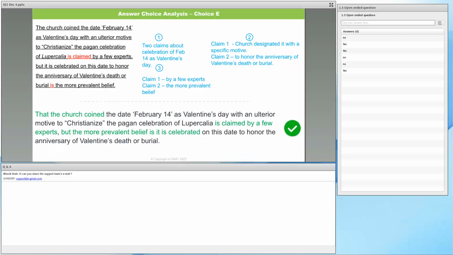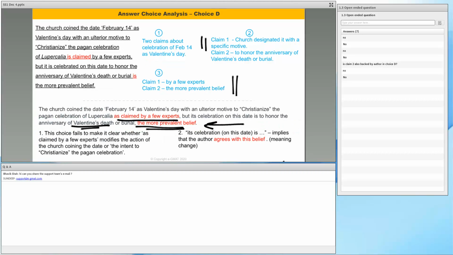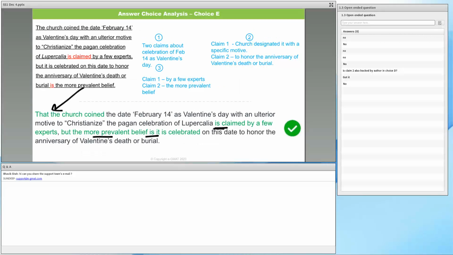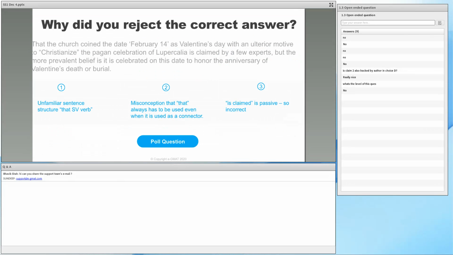Okay. The correct answer is choice E. Choice E keeps the original meaning, corrects the error. That the church coined February 14 as Valentine's Day with an ulterior motive to Christianize the pagan celebration of Lupercalia is claimed. So what is claimed? That is claimed. You add the subject over here. But the more prevalent belief is it is celebrated on this day to honor Valentine's death or burial. Is this claimed, or also backed by the author as in choice D? Yes, it is. It is backed. Okay. Choice E maintains your original meaning and corrects both the errors over here.